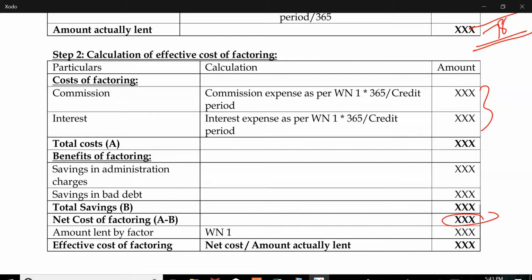So there will be one problem where you do only effective cost of factoring analysis. There will be a second type of problem where you may have to do a cost benefit analysis, not an effective cost of factoring analysis. There is a cost benefit analysis of a factoring arrangement.